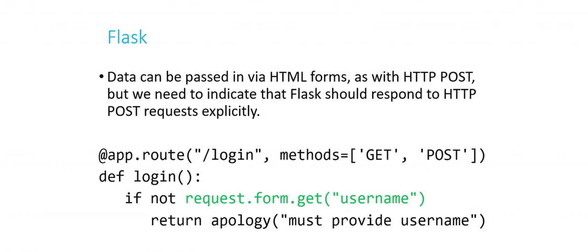So basically, this is asking the question, is the username field of whatever form the user submitted to get here blank? If it is, we need to apologize to the user and have them return something. If not, we'll go to some more lines of code down below, and you can actually see those lines of code in the distribution code for pset 7 if you want to take a look.